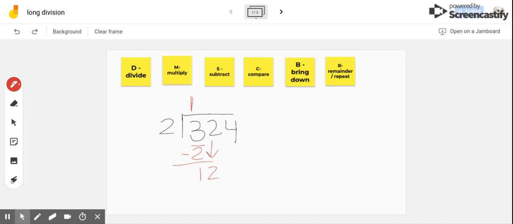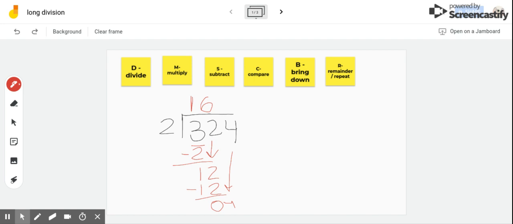So now I go back to the beginning. Can 2 go into 12? Yes, how many times? So 6. So that 6 goes above the 2, because 2 is the last number in the number down here. We multiply. 2 times 6 is 12. We subtract. I compare. 0 is certainly less than 2. I bring down my 4. I'm going to run out of space. I apologize. We bring down the 4.